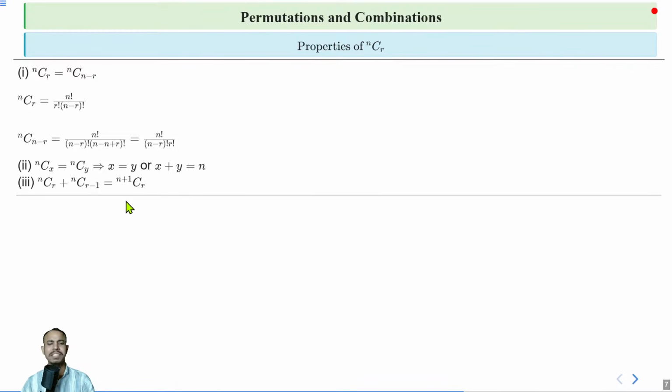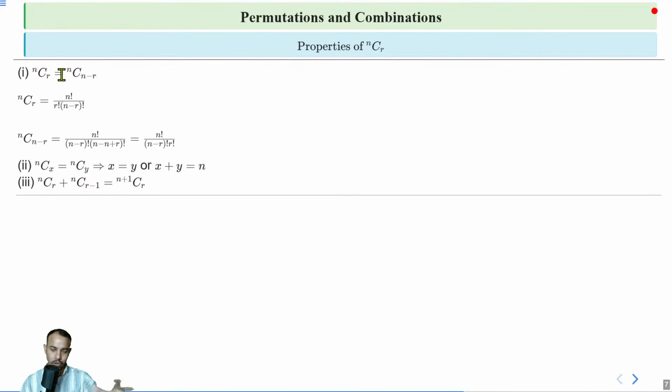That means choosing r at a time from n plus 1 different things is equivalent to nCr plus nCr minus 1. So nCr means you are choosing r objects from n different things, and if you add the case where you choose r minus 1 items from n different things, you will get n plus 1 Cr. Clear? I hope you understand.